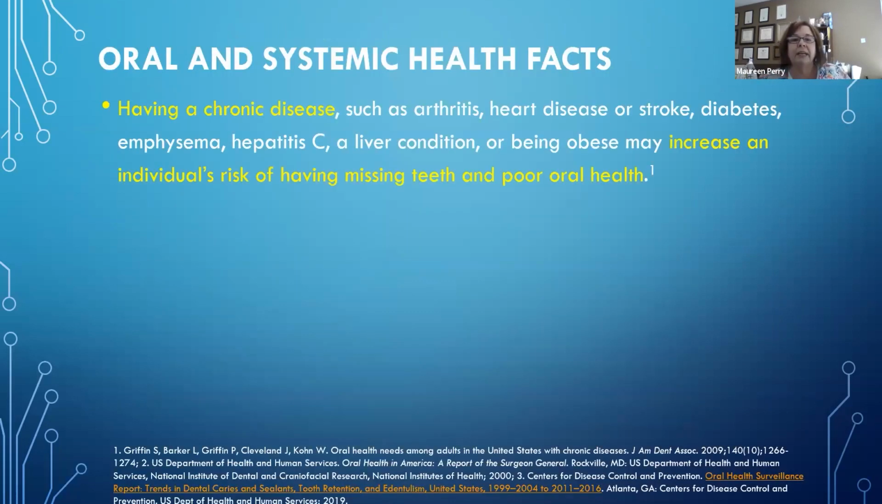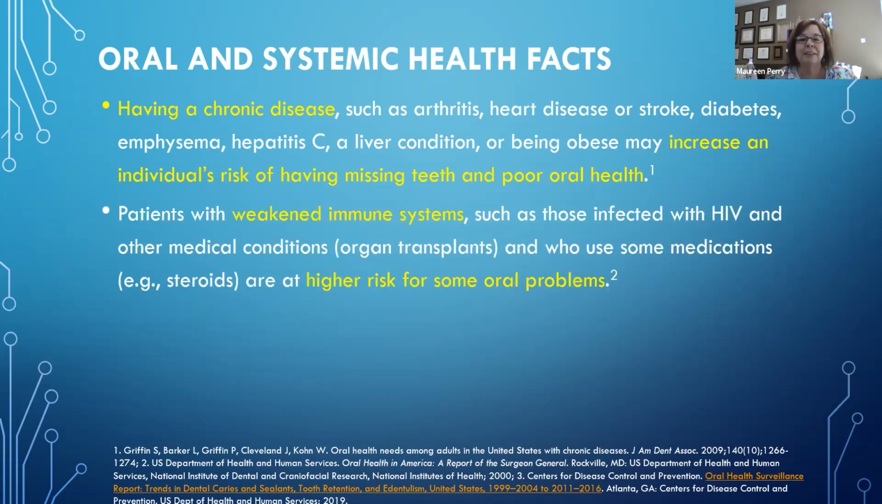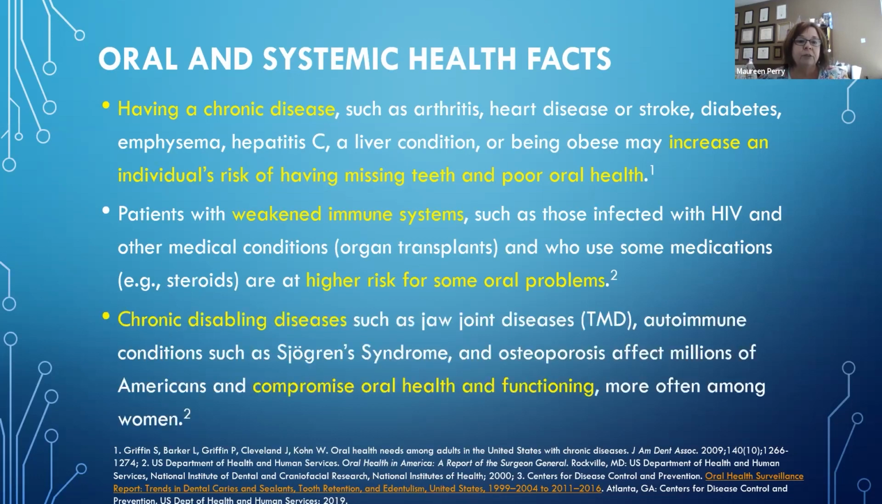So if you have a chronic disease, it's going to increase the likelihood of having missing teeth and poor oral health. Why? Because if you look at this, a lot of these are like compliance issues, right? So if patients are sort of non-compliant in one area, not really taking good care of themselves, they're likely to be non-compliant in their oral health. For patients who have weakened immune systems, such as patients with HIV or organ transplants, they're also at a higher risk for some specific oral problems. And of course, if you have a chronic disabling disease like TMD, autoimmune disease, or osteoporosis that compromise your oral health and function, we see that most often among women.